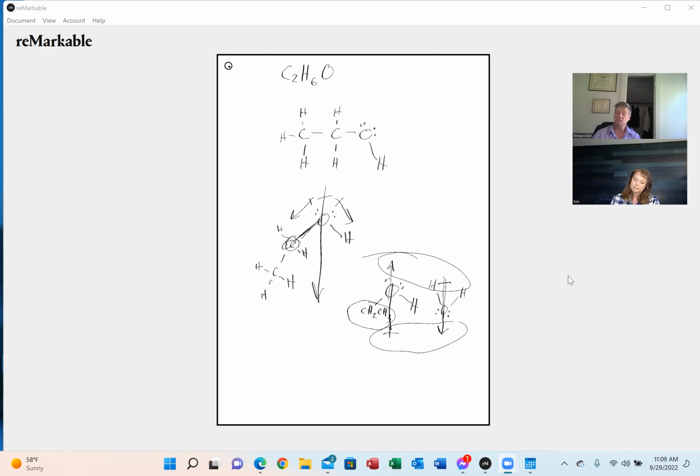Opposites attract, which is why polar solvents will dissolve polar solutes and vice versa.